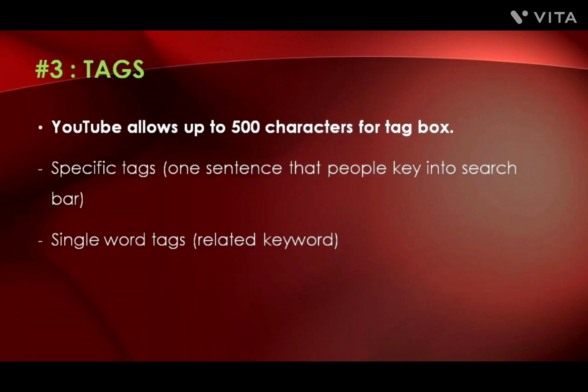Moving on to the third strategy, utilize tags attached to your video. YouTube generously allows up to 500 characters for the tag box, so fully utilize it on every video, just the same as your video description. The more you use, the higher chance it'll hit the jackpot. There are 2 types of tag you can use for your video. Specific tags are those one sentence that people key into the search bar, while single word tags are usually related keywords to people's search query.